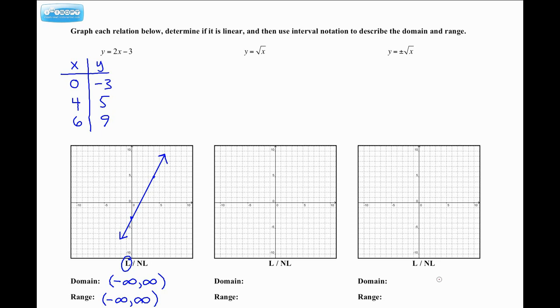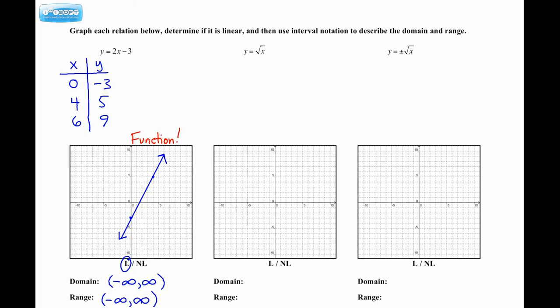And let's make note, is this a function? Does this pass the vertical line test? Yes. If I put my pencil here, it would only touch this relation once. So every x value produces one unique y value. So I will put right up here, function.